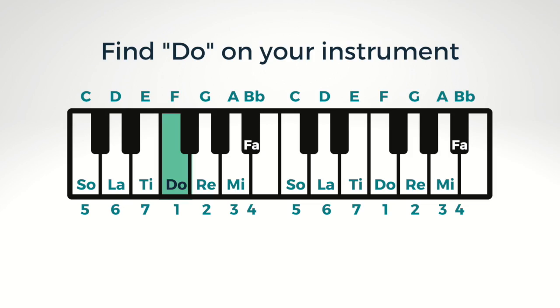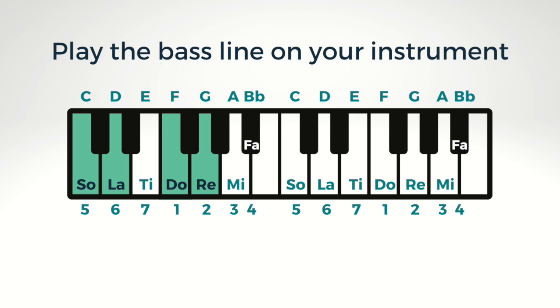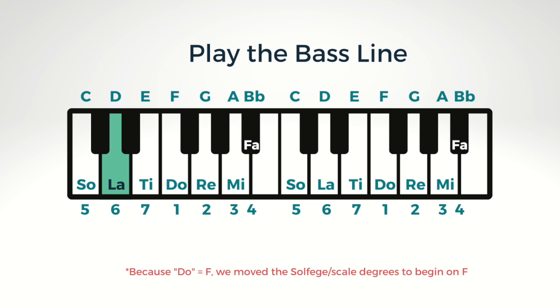We know that do is F, so using our intervals, we now know 1, 2, 3, 4, 5, 6, 7, which scale degree corresponds with each note, and we know that it's la, re, sol, do, which is 6, 2, 5, 1. So go ahead and play it on your instrument. Great, so we know that the chords are 6, 2, 5, 1.